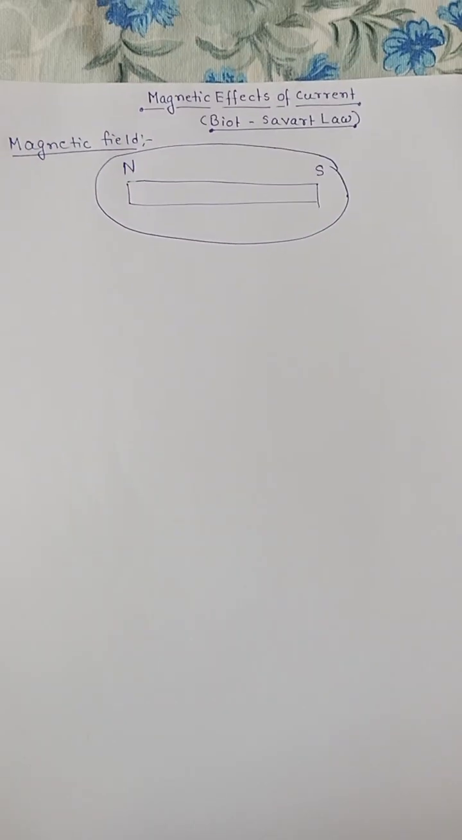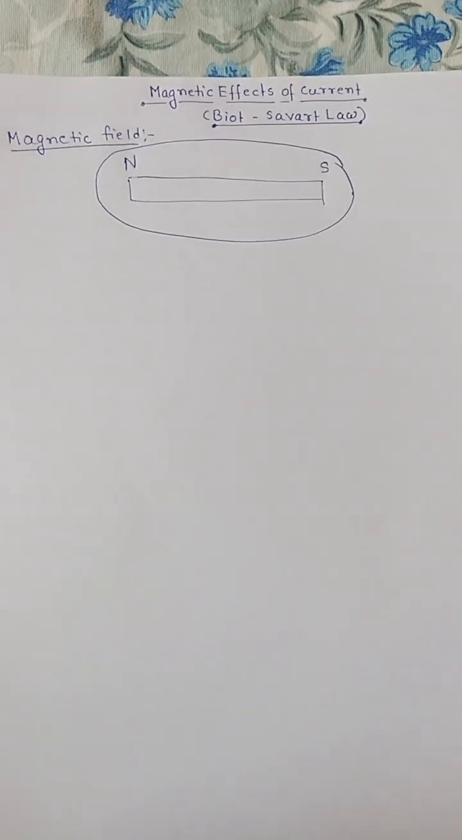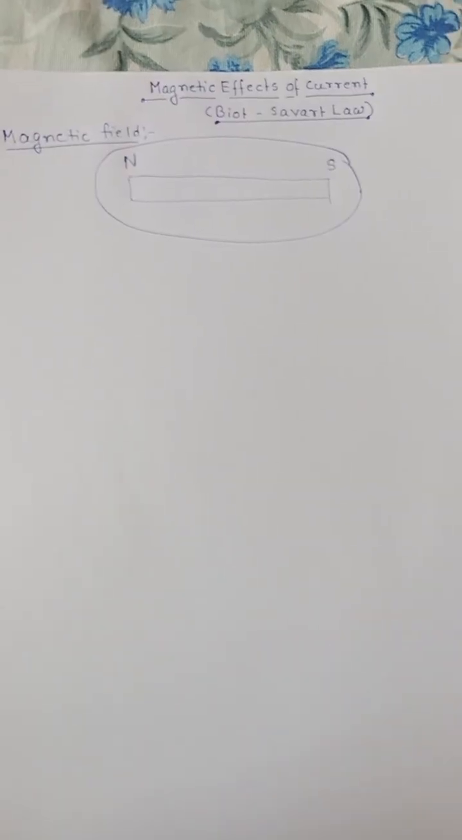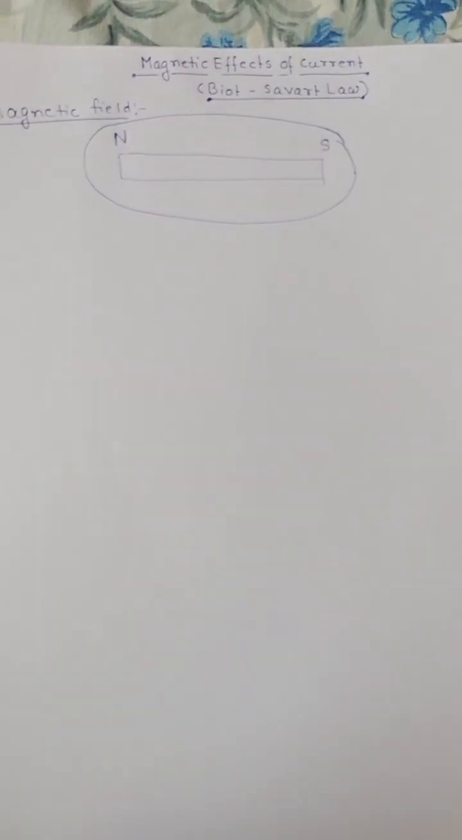Hello, my dear students. Today we are going to start chapter number 4, Magnetic Effects of Current. Today's topic is basically what is a magnet, what is a magnetic field, and about Biot Savart Law. So let's start.